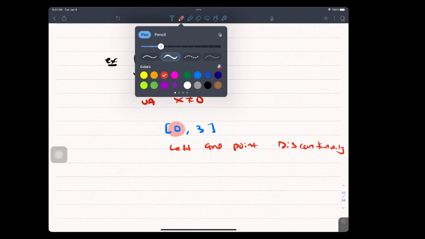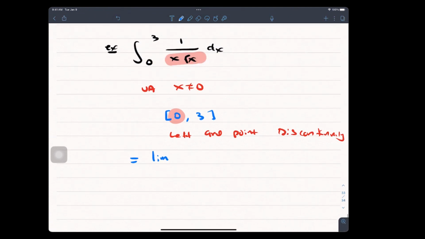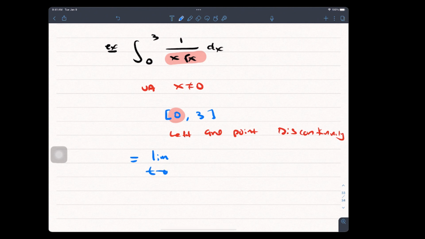So by definition, this is the limit now as t goes to 0 from the what? From the right. Remember, it's backwards? Left endpoint gives you a right-handed limit. So remember, the problem is where? At 0. So you're now going to integrate from what? t to 3. There you go.